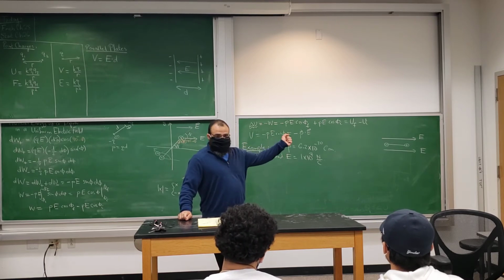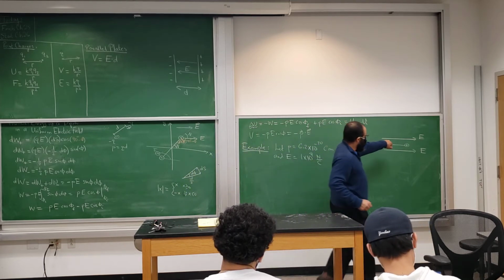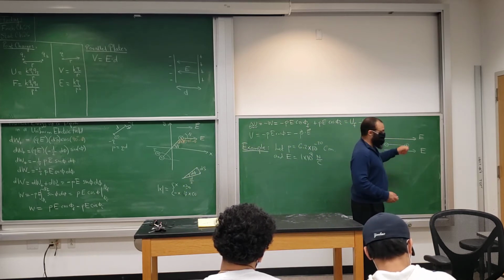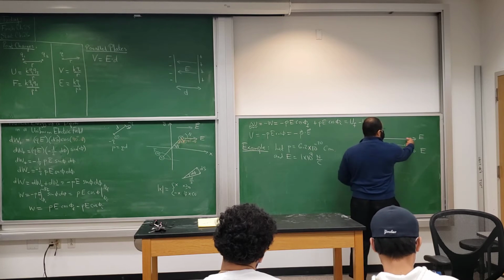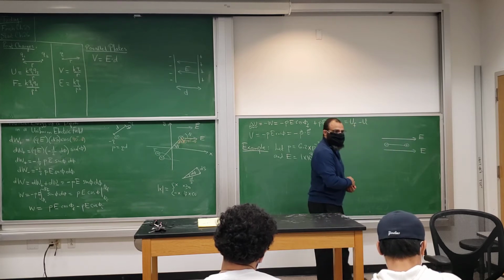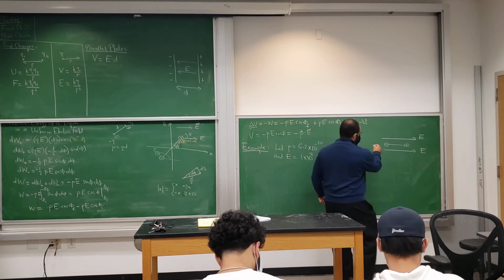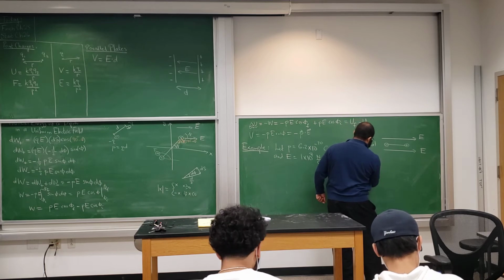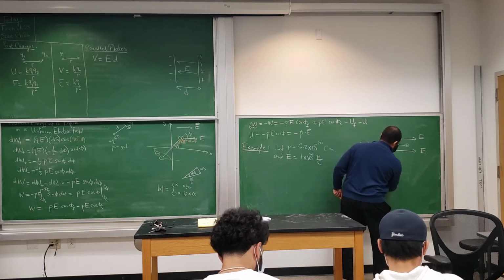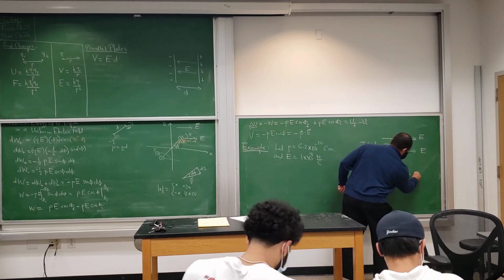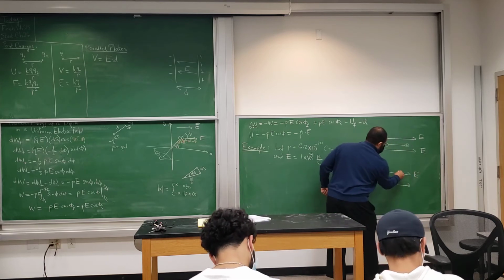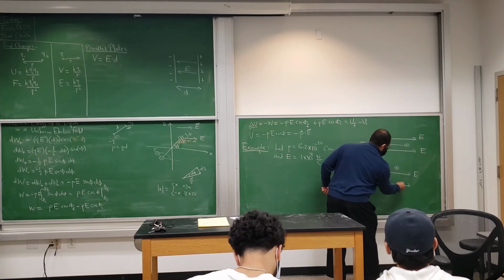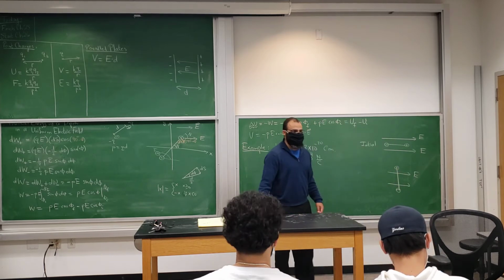Now for me to twist it, to take this dipole and force it this way, so I want to rotate it, I'll be doing work against this electric field. So this is initial. And then finally, I would like to have it this way. Here's the electric field, right? I would like my dipole to look like this, plus, minus, and then I orient it this way. I have to force it.